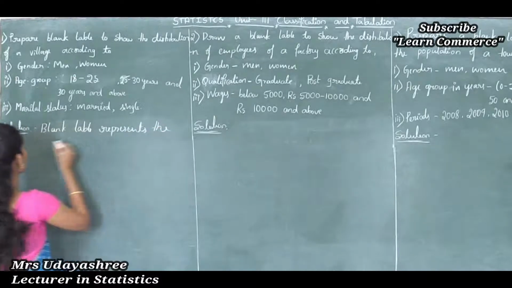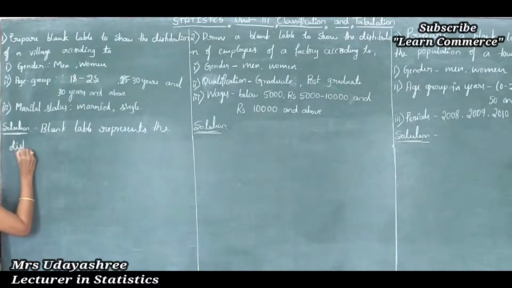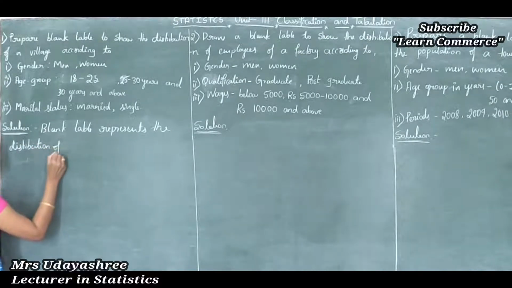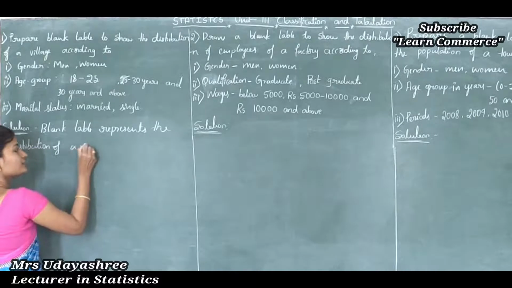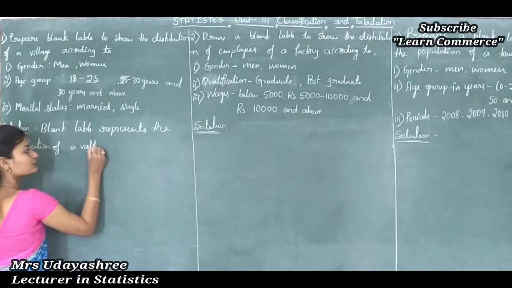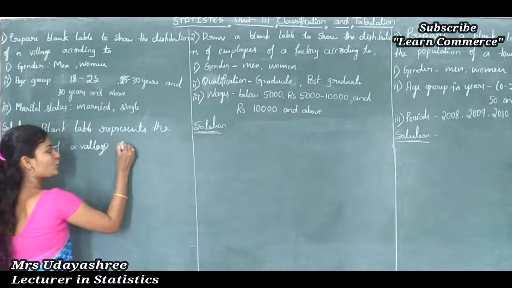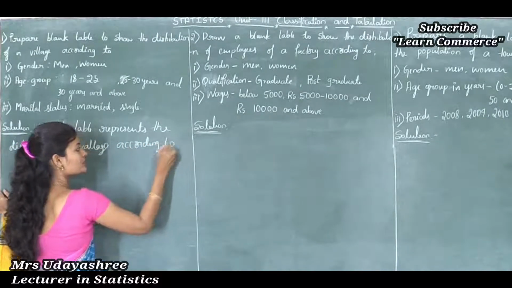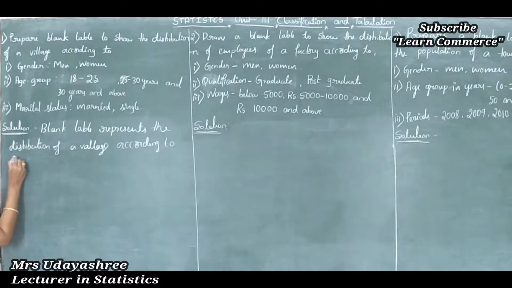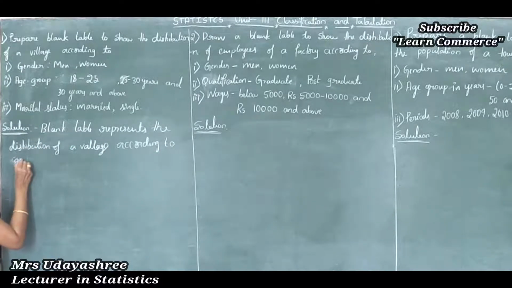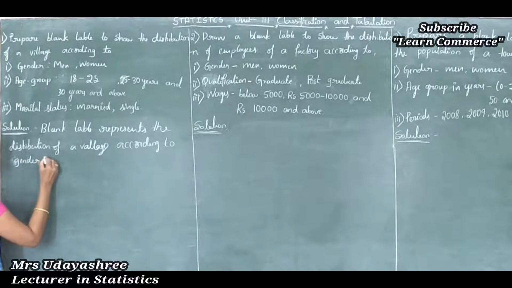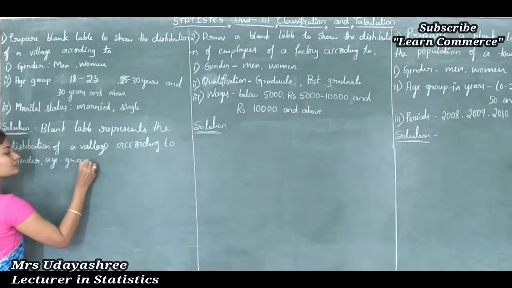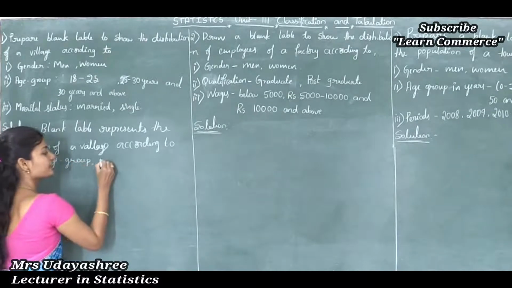the distribution of village, according to, see the first classification, according to gender, age group, and the last one is marital status.